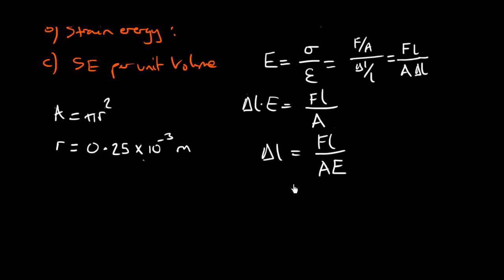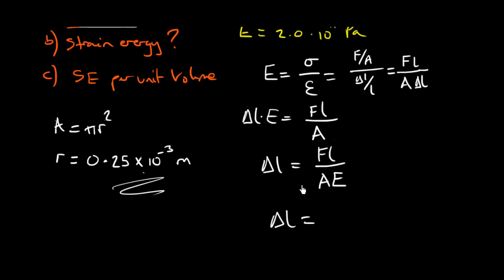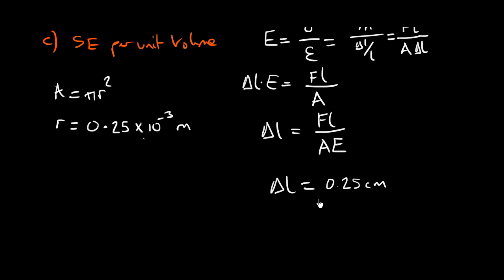And so we get, for the extension doing it this way, the force of 50 newtons that they give us there, times the length of 2 meters, divided by the area that we get from here and the Young's modulus they give us here, which is a pretty huge number. We end up with a very small extension, I'm sure. Let me see, and it comes out to be 0.25 centimeters, so it's not that small. 0.25 centimeters stretch is the extension produced by a force of 50 newtons on a wire that is this thin with that radius.